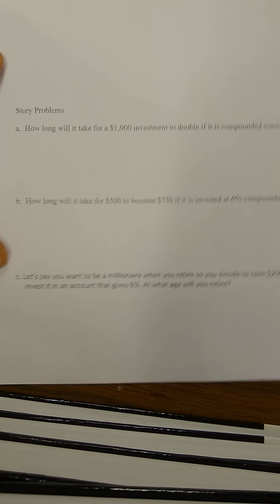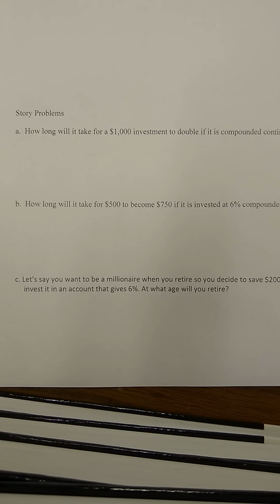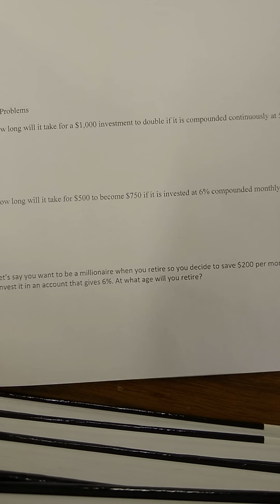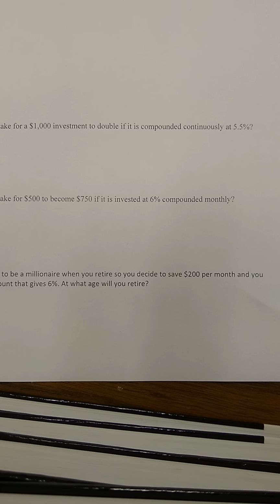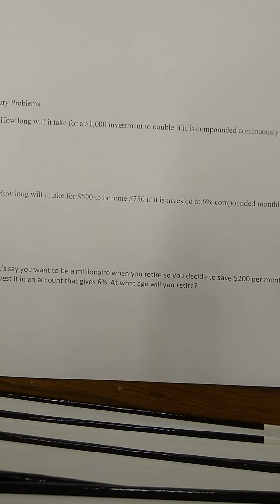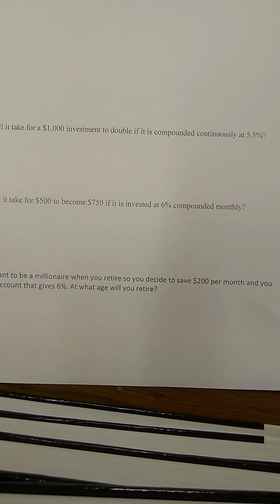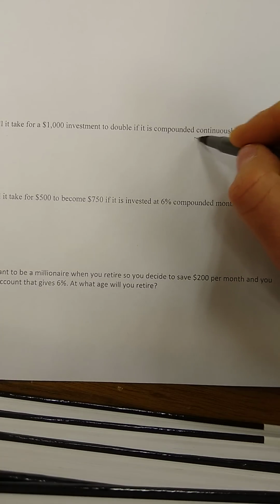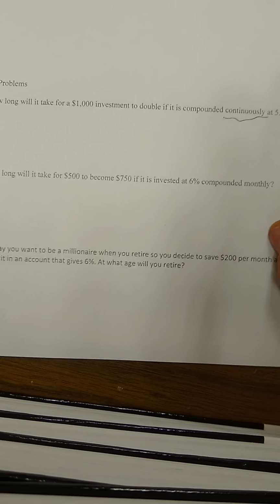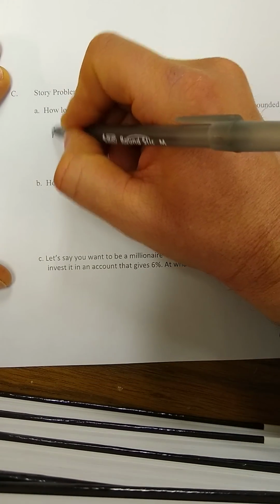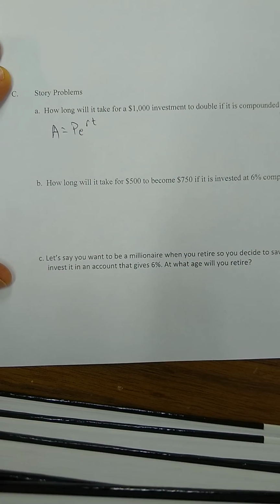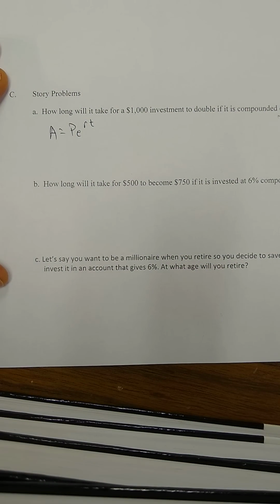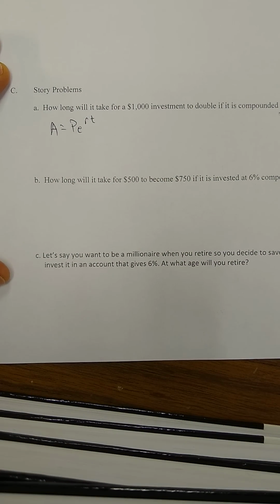So the first story problem: how long will it take for a $1,000 investment to double if interest is compounded continuously at 5.5%? The first thing that we have to point out is the word continuously. Hopefully that makes us immediately think of a formula, and the formula we're going to think of is PERT: A equals P e to the power of RT.